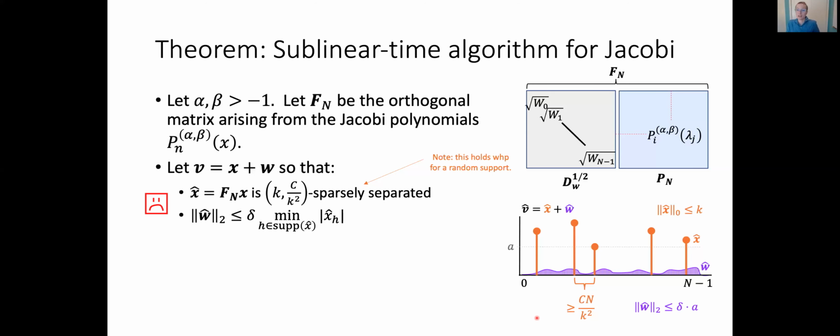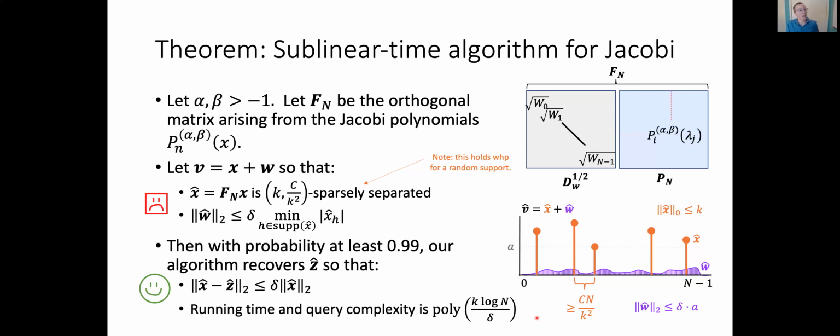Cool. Modulo these assumptions, the conclusion, which makes us happy, is that with probability at least 0.99, our algorithm is going to recover some z hat so that x hat minus z hat is small in L2 norm: no more than delta times the L2 norm of x hat. And the running time and query complexity of our algorithm is polynomial in k, log n, and 1 over delta. So this is the statement for the sublinear-time algorithm for Jacobi polynomials.